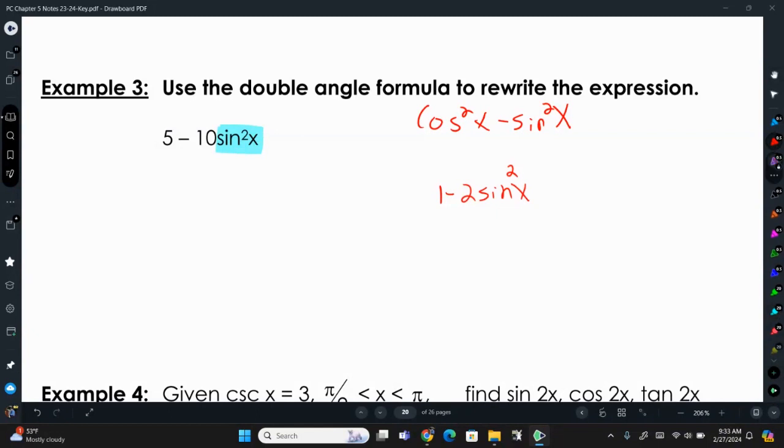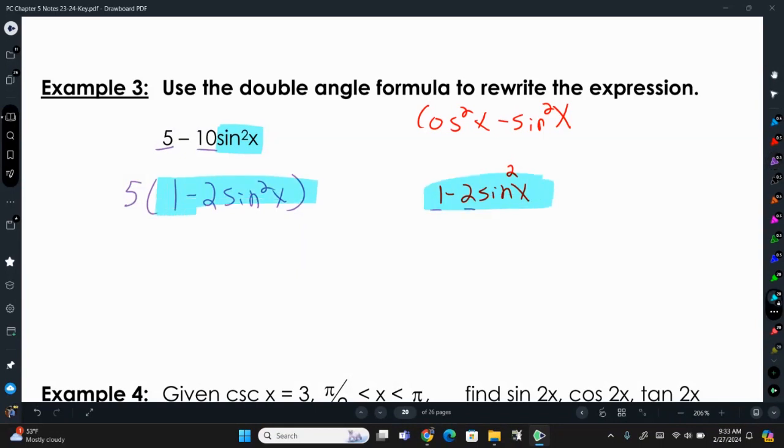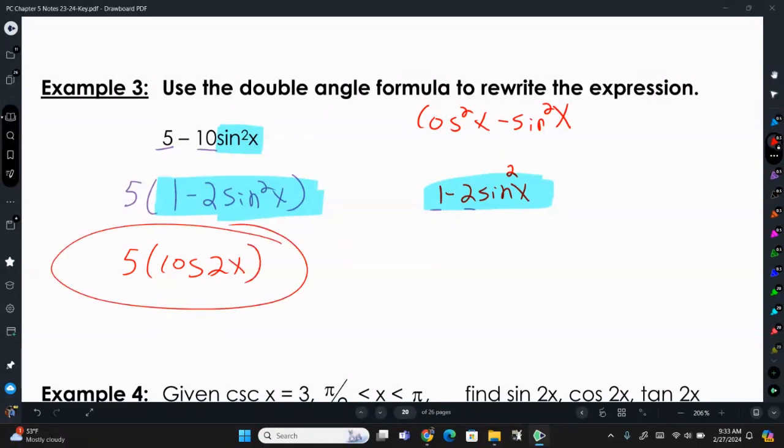Well, if we look at this, we have 1 and 2, 5 and 10. 5 times 2 is 10. So if we factor out a 5, that's 1 minus 2 sine squared x. So now these match perfectly. And on the formula sheet, that is equal to the cosine of 2x. So then 5 times the cosine of 2x. And that would be our final answer. Okay, we're just going backwards with the formula for that problem.